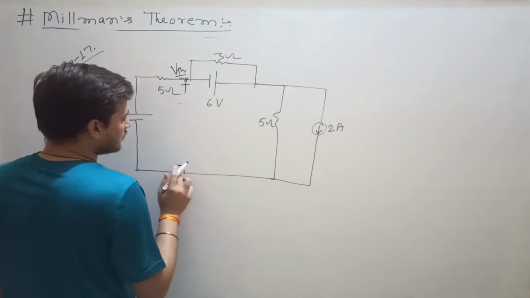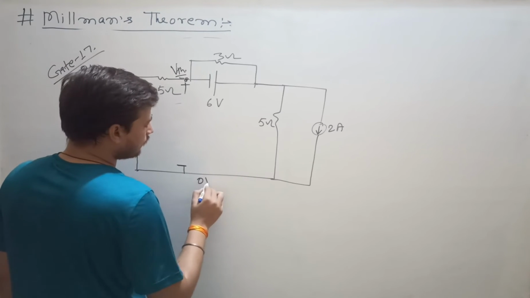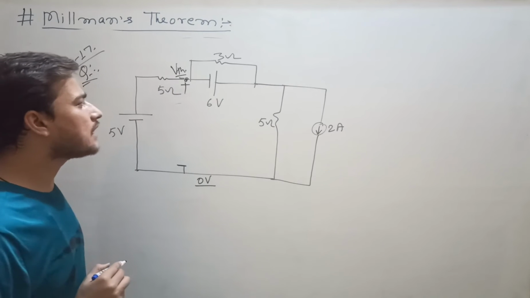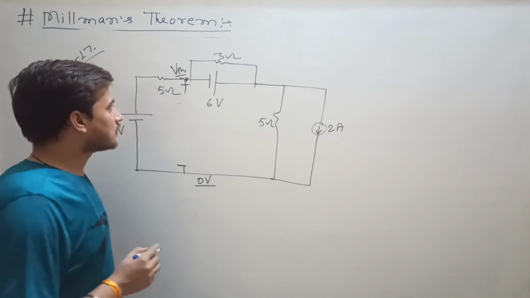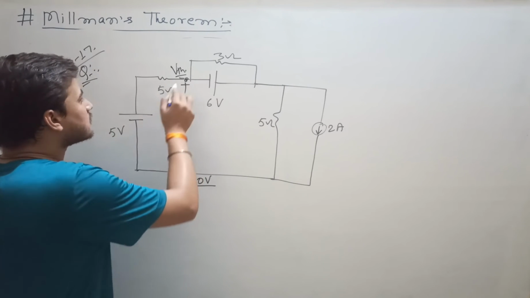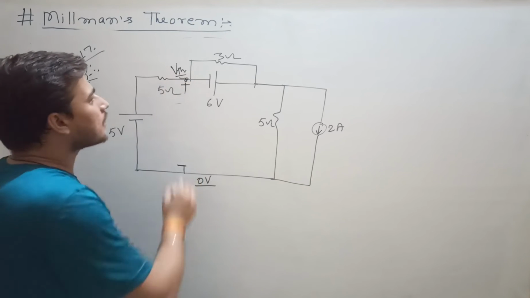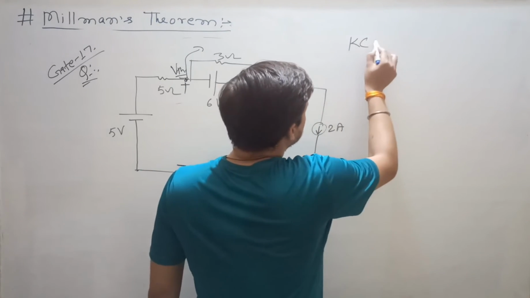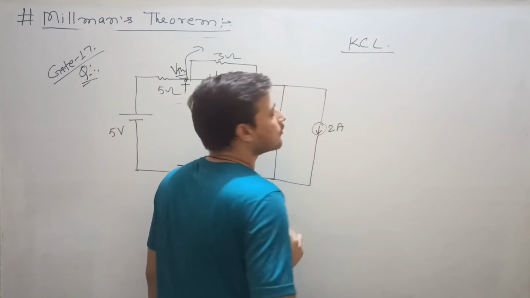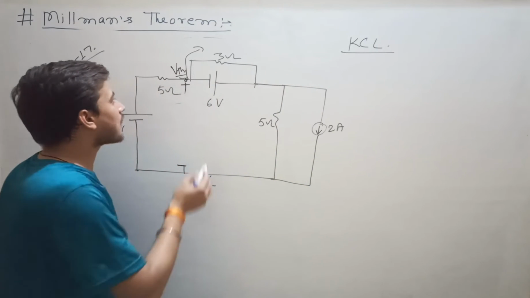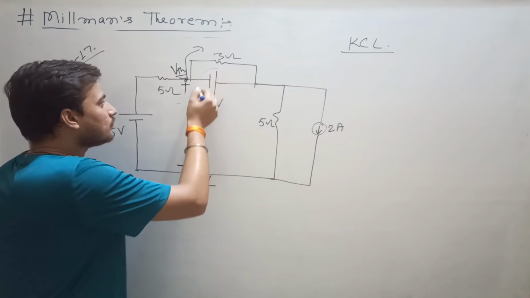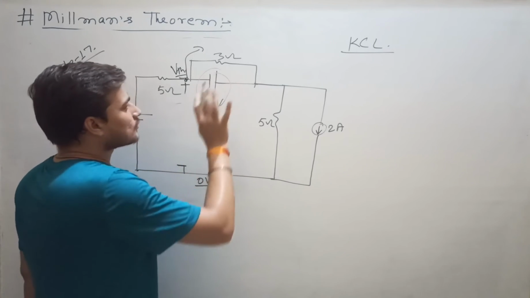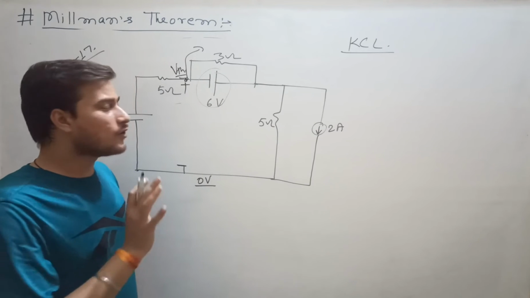Clear? This potential is 0 volt. So let us see how to solve this question. We have to find VTh. We can apply Kirchhoff's current law at this node. You might be surprised that I am applying KCL here, but we don't know the current through this source. So don't worry, you know everything.